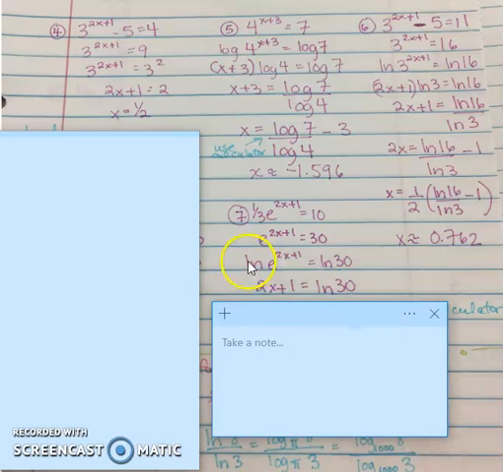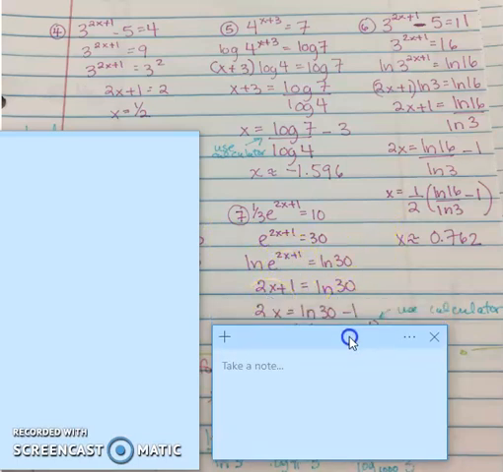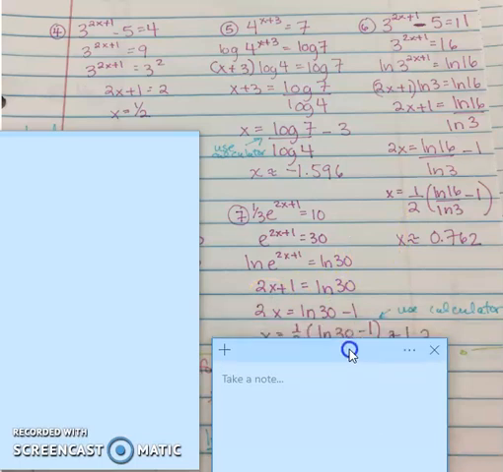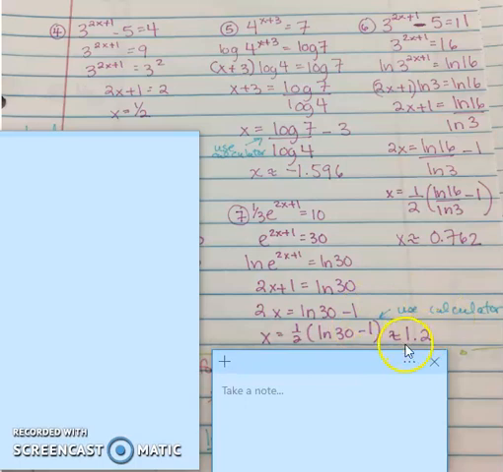When I do that, remember natural log and e are inverses, so they'll cancel one another out, and I'll get 2x plus 1 equal to natural log of 30. We'll subtract 1, divide by 2. And so when I do that, if you put it into your calculator, you end up with approximately 1.2. We'll do number 8 in class, and so now for this page we're completely done.